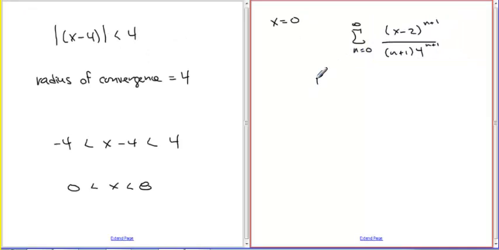So we take our series and we substitute the endpoint in there.